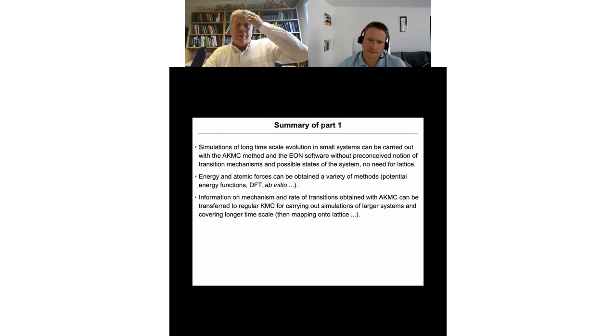All right, I've actually used up all my time, but basically I want to demonstrate to you how simulations of long time scale evolution, of course, necessarily in small systems. I mean, you can't really be dealing with thousands or tens of thousands of atoms, but rather a few hundred. But these kinds of simulations can give you an idea what kind of transition mechanisms are involved, and then transfer that to a regular kinetic Monte Carlo simulation, which is more coarse-grained, where you only put in the relevant transitions, and then you can simulate larger systems over longer time.